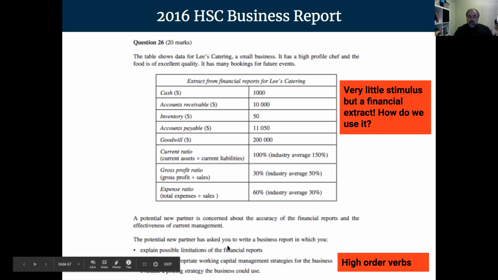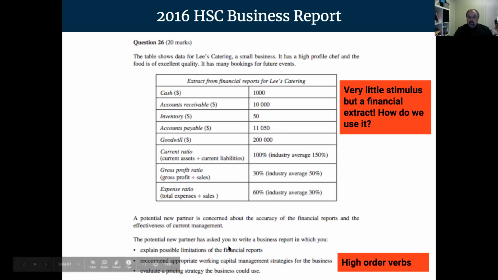But it's basically saying that when financial reports are produced like this one, it's an extract, we don't get the full financial picture. And sometimes that's an advantage for the business if they're trying to lure in investors. Other times it's a disadvantage because it doesn't show the true figures and how the business is going.